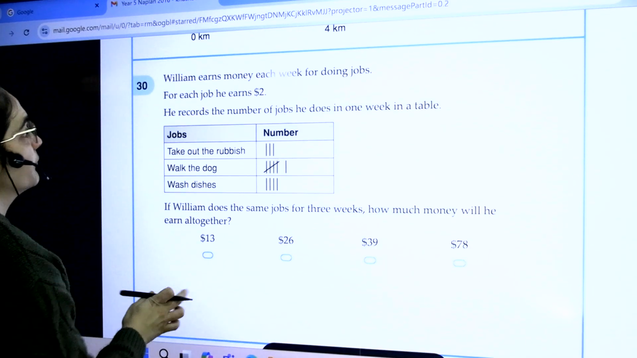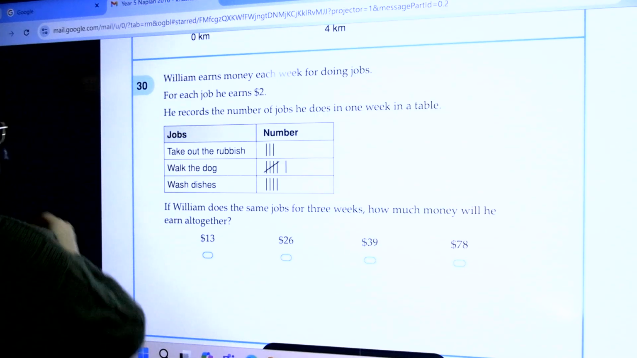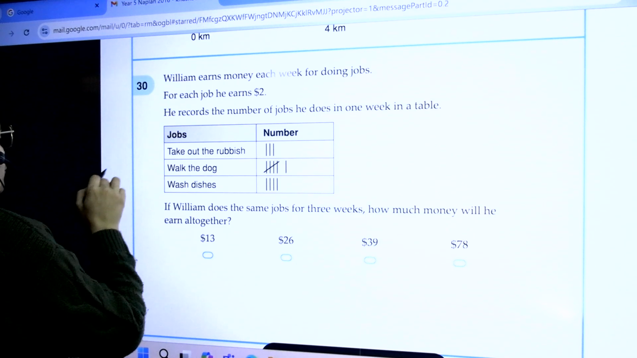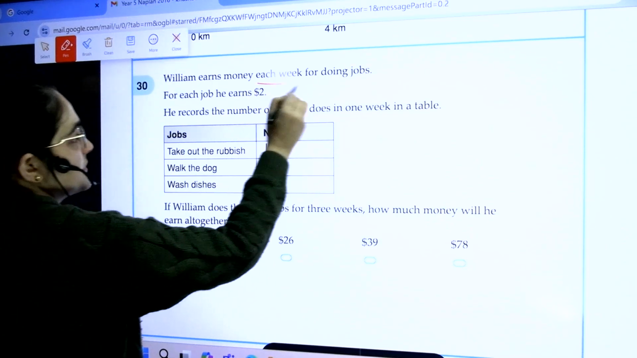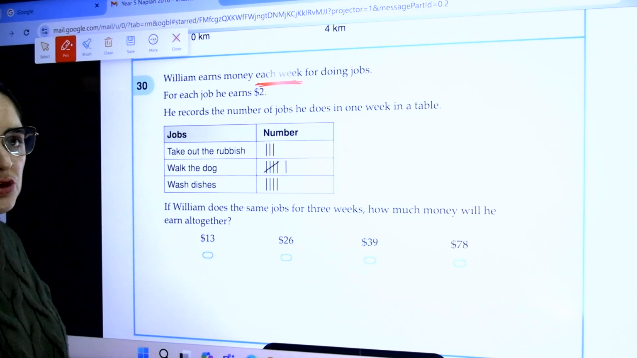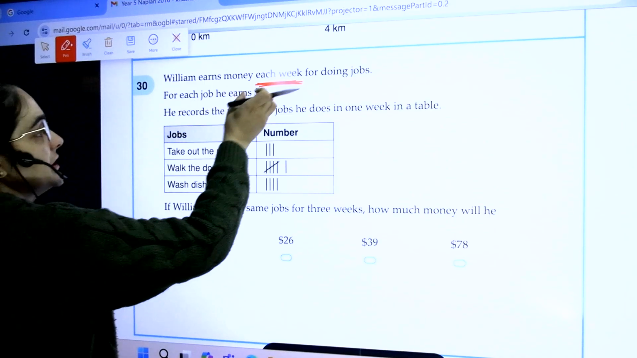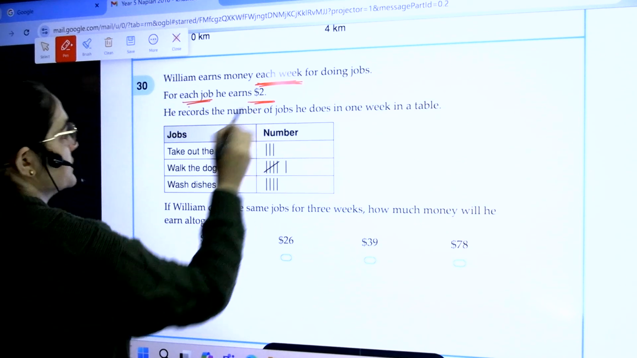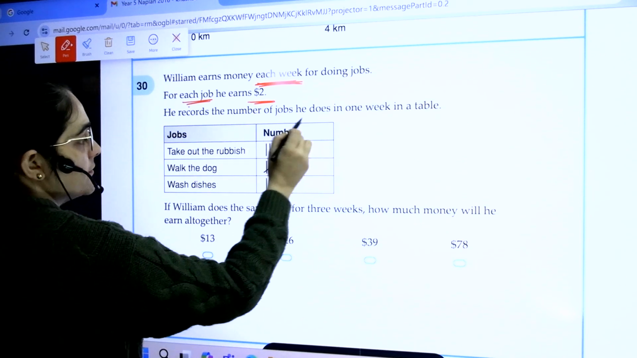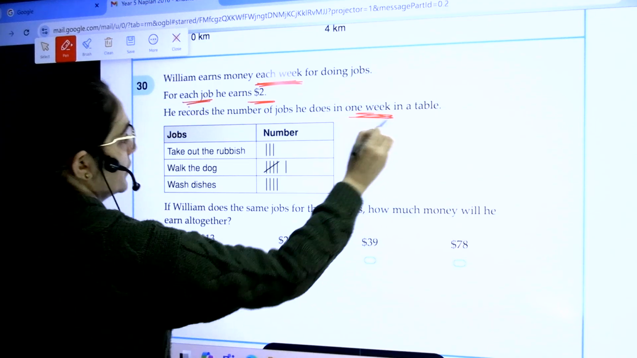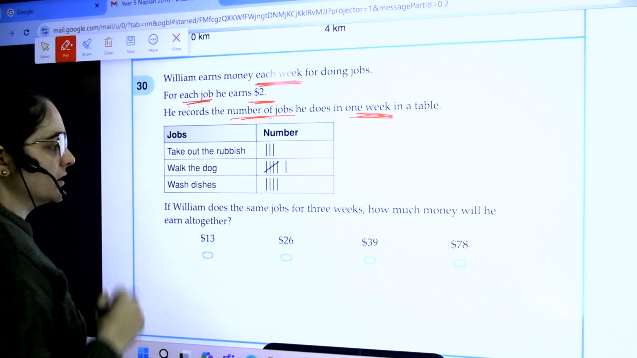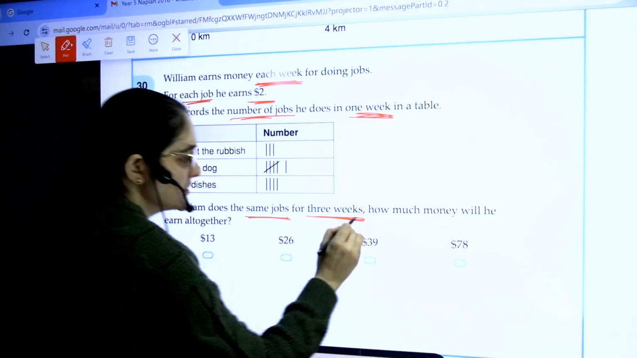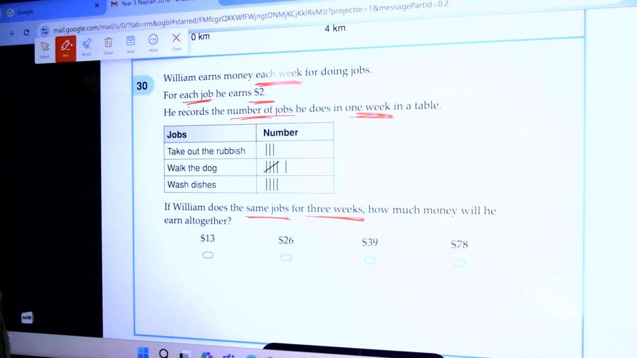30 quickly. William earns money each week for doing his jobs. Okay, he's doing some jobs each week. So I always tell you to pay special attention to all the information given to you. They said William earns money each week. Okay, for each job he earns $2. He records the number of jobs he does in 1 week. Okay, this is the number of jobs he's doing in 1 week. If William does the same jobs for 3 weeks, how much money will he get altogether?